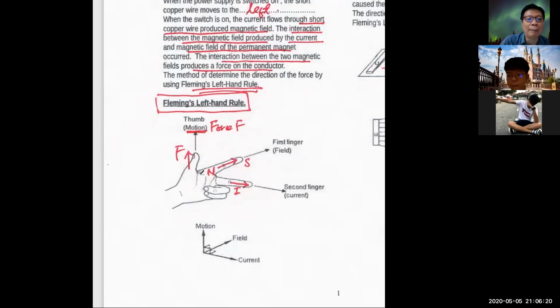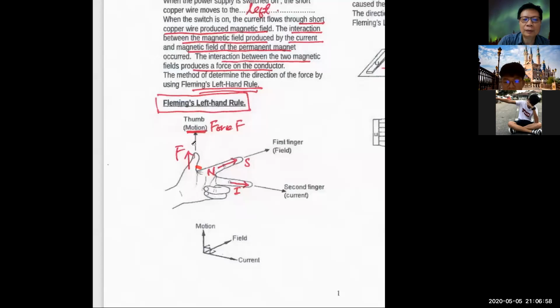Okay, you see this diagram. Your thumb and your first finger must be 90 degrees. Remember, it's 90 degrees here, and your first finger and your second finger also must be 90 degrees. Can you show me your hand? Show me your left hand. Fleming's left-hand rule. Let me see your fingers. Yes, correct. Left-hand rule. Right, now you remember it.